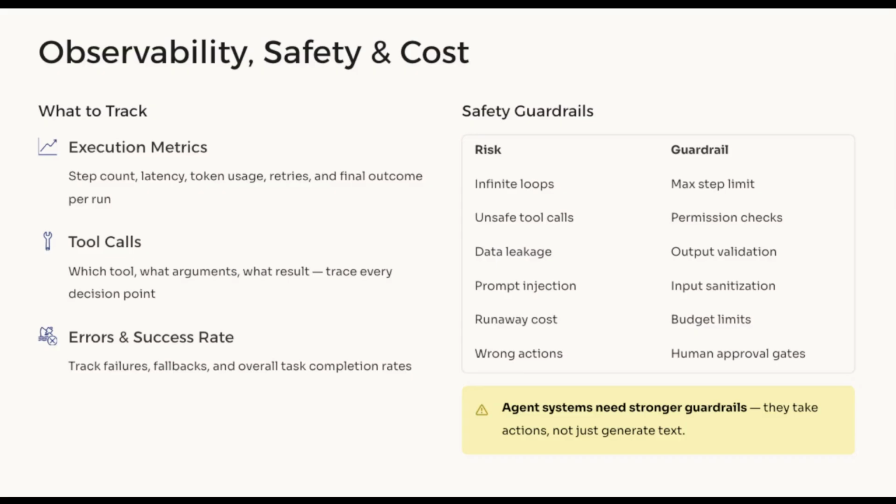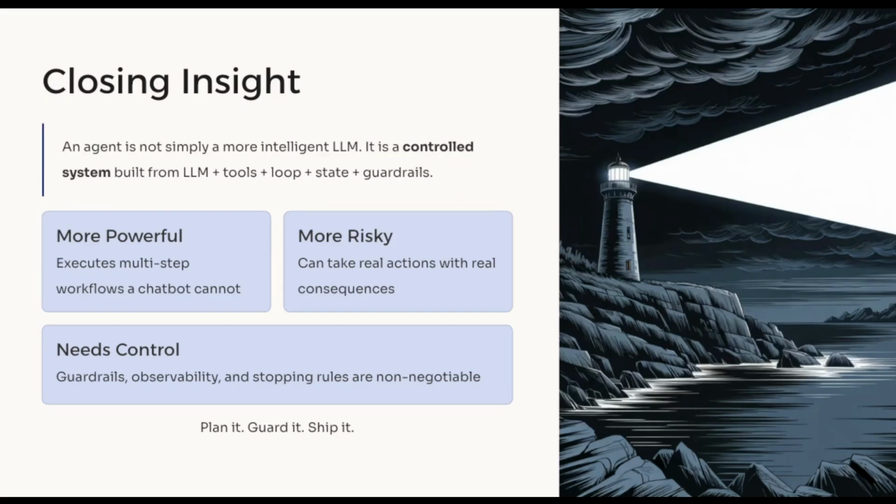Latency and cost also matter. Agents can be expensive because they may require multiple LLM calls, multiple tool calls, and long context. So we should limit unnecessary steps, use smaller models for simple tasks, cache results, and stop early when the goal is already achieved. To summarize, an AI agent is an LLM-based system that can plan, act, observe, and iterate toward a goal.